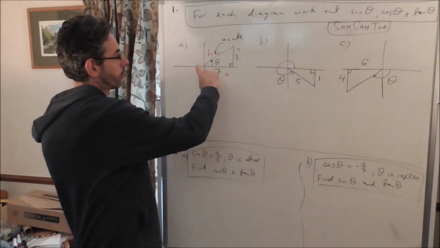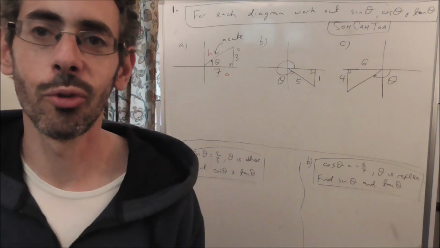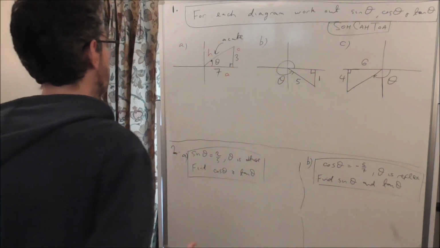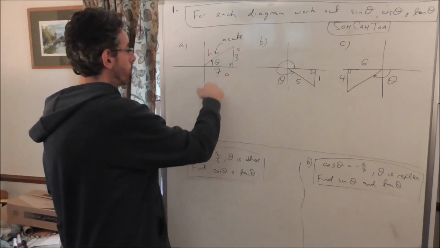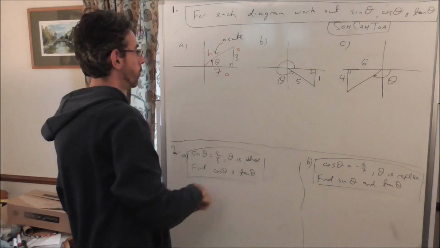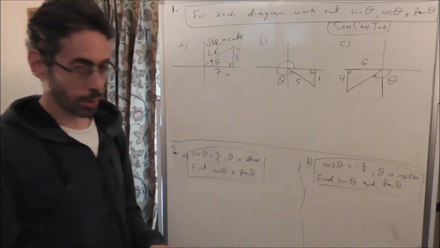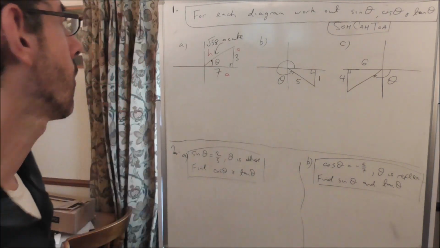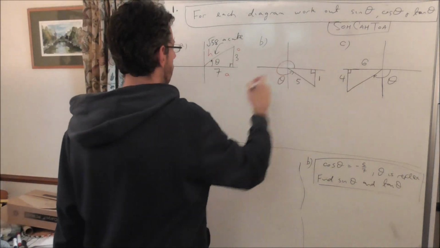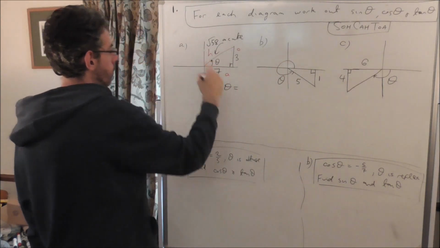Well, using Pythagoras, this side squared is just that squared plus that squared. So 7 squared is 49, 3 squared is 9, 49 plus 9 is 58. So the hypotenuse is just the square root of 58, so root 58. So now we can write down sine theta, cos theta and tan theta. Sine theta is opposite over hypotenuse, which is 3 over root 58.